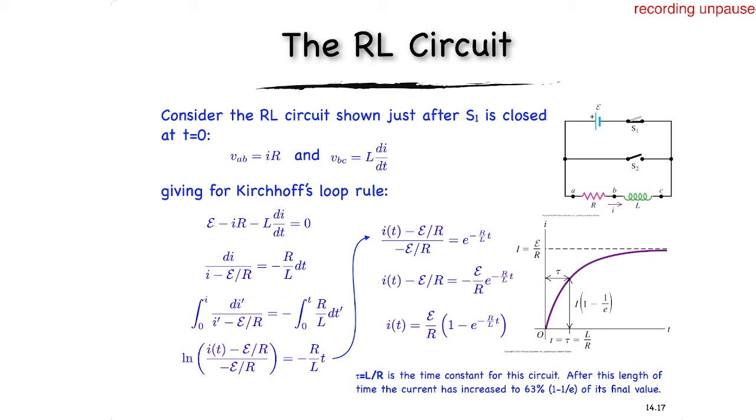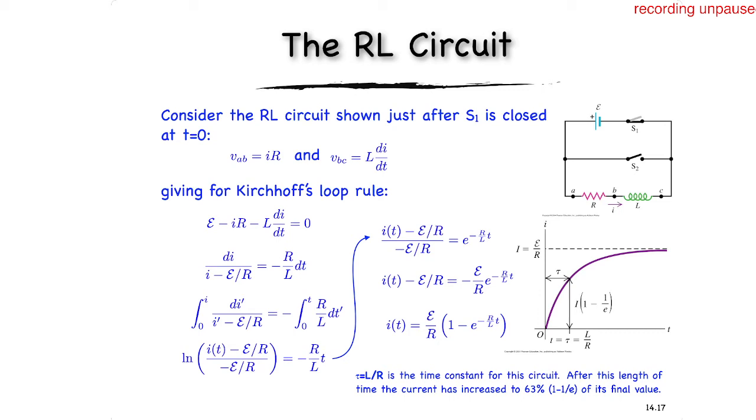Now, if the inductor weren't there, if it were just a wire between B and C, I would expect that the moment I close the switch, the current would be E over R. I would expect this would just be a step up to E over R and then a flat line. But I don't see that. What I see is it takes time for the current to grow, because the inductor is resisting a change in the current. It started out at 0, so it tries to keep it at 0, but it asymptotically approaches this final value.